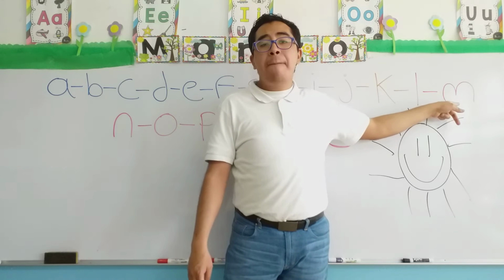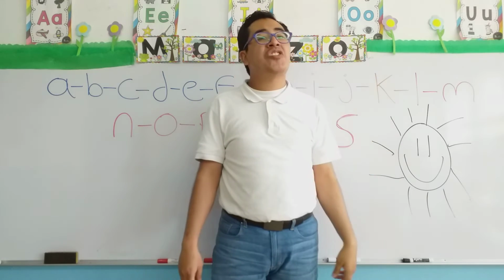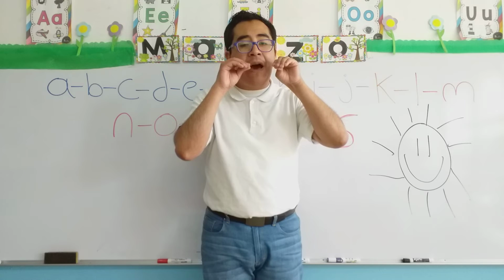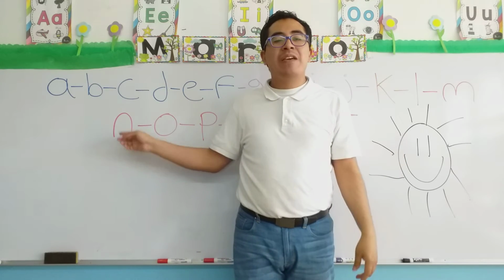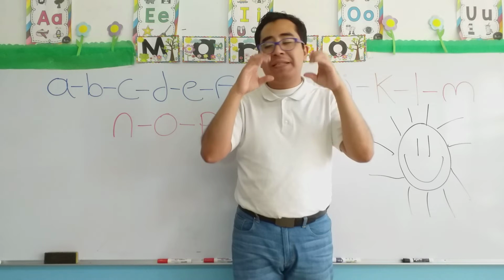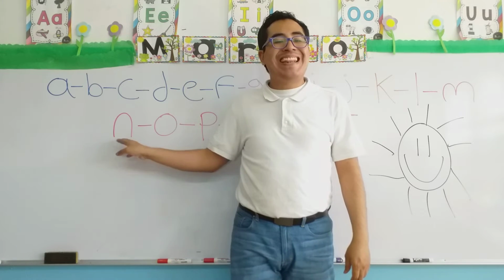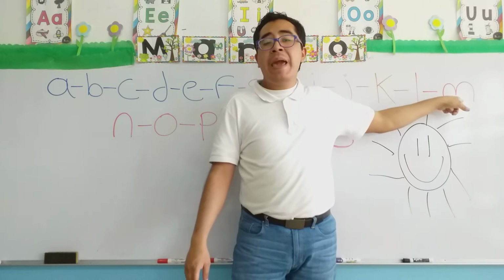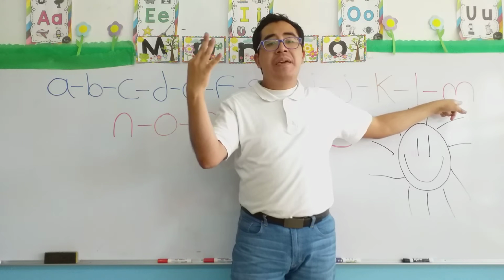For letter M, remember the difference between these two pronunciations? This one is M, closing our mouth, M. And this is N. We open our mouth a little bit. N. Abrimos la boquita un poquito. N. M. Okay? For letter M, we have Monse, Monica, Miguel.